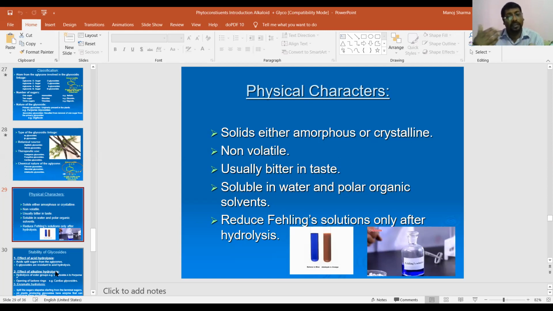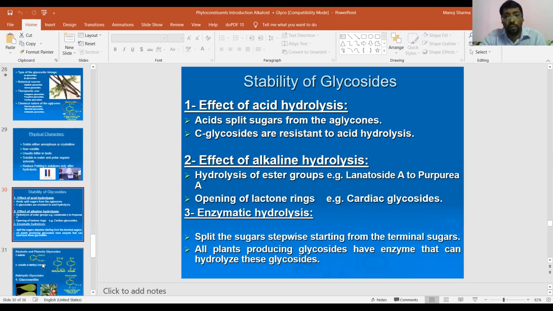Then definitely they can give the chemical test, like reducing Fehling's solution, after the hydrolysis. After the hydrolysis, remember these last few words, they give the chemical test for Fehling's solution. Then if you talk about the stability of glycosides, the stability depends on hydrolysis by acid action, hydrolysis by alkaline action, and hydrolysis by enzymatic action.